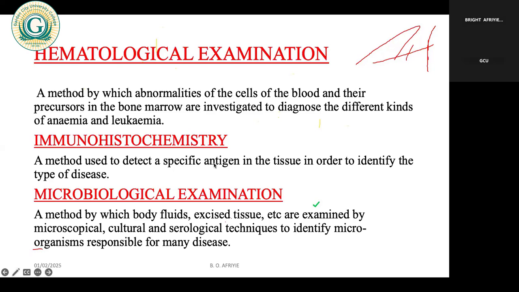So we have the immunohistochemistry. Immunohistochemistry is actually antigen-antibody interaction, and these are done in tissues. We would want to identify the type of disease, and even the severity of the disease. We can even use immunohistochemistry to identify infectious agents as well. So this is how it is.